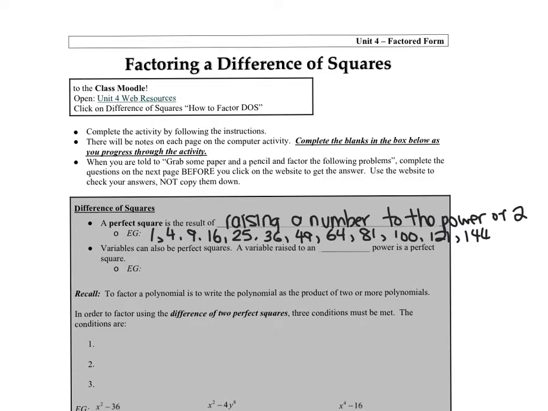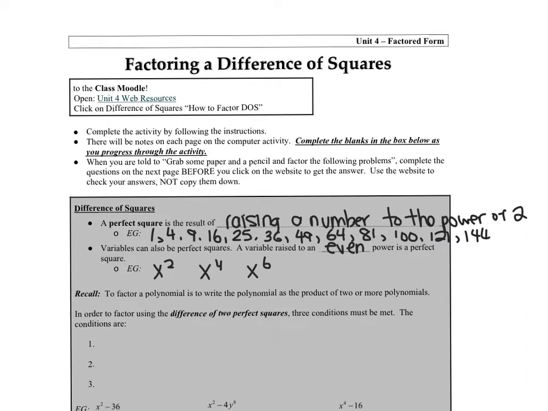Now, a variable can also be a perfect square, but that's only if it's raised to an even power. So if you have x squared, or x to the 4, or x to the 6, okay? X squared is created by taking x times x. X to the 4 is created by doing x squared times x squared. X to the 6 is created by doing x cubed times x cubed. So you're pretty much halving the exponents.